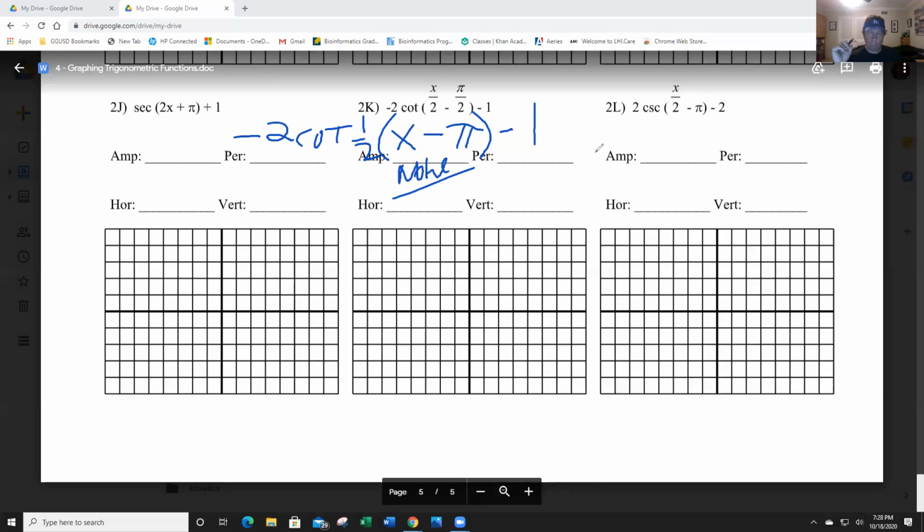There is none. The period on this is going to be 2 pi. How did I get that? Remember, cotangent has a period of pi normally. I'm going to divide that by 1/2. I'm going to get 2 pi. Awesome. The horizontal shift on this will be pi to the right, and the vertical shift will be +1. Okay, I'm sorry, will be -1. -1. My bad. So start right there.